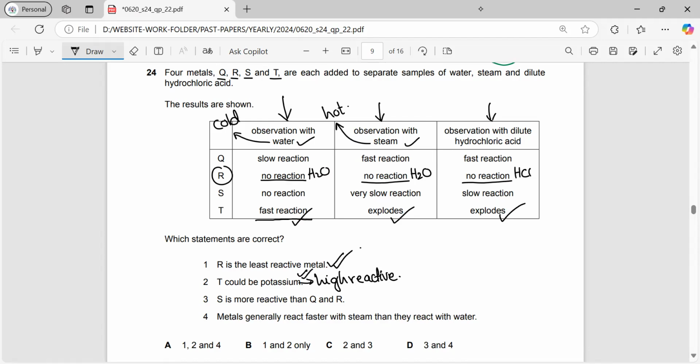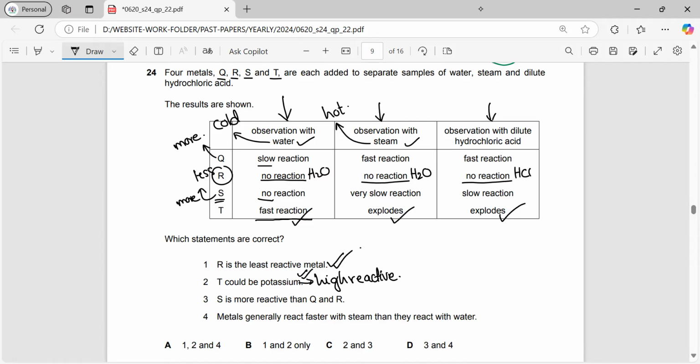S is more reactive than Q and R. Now R is the least reactive, so obviously S will be more reactive than R. But is S more reactive than Q? Let's find out. S is showing no reaction with water. Q is slowly reacting with water. This means Q is more reactive.